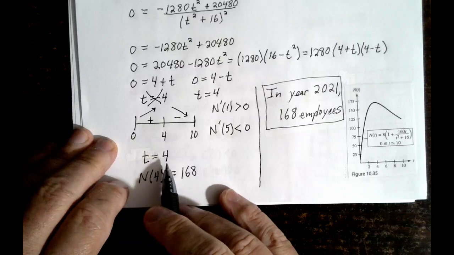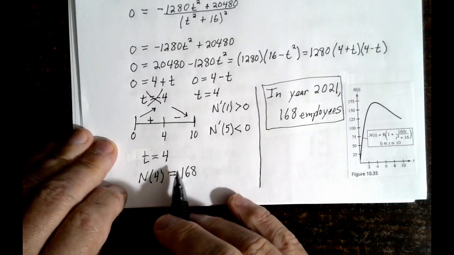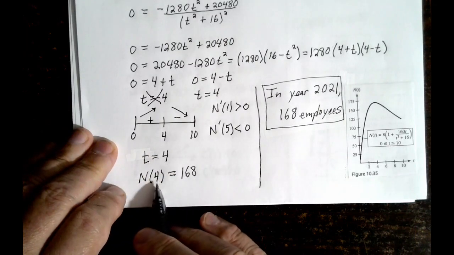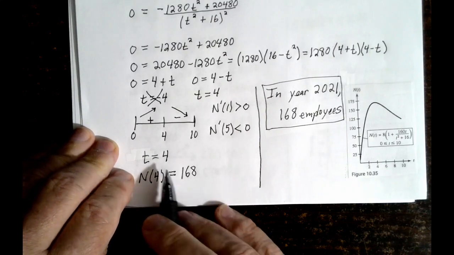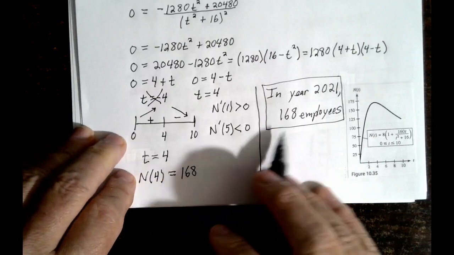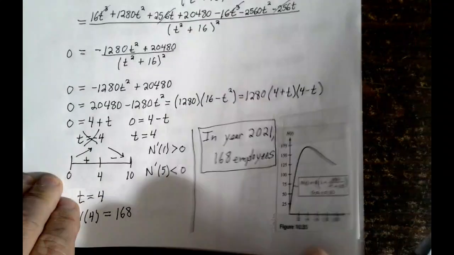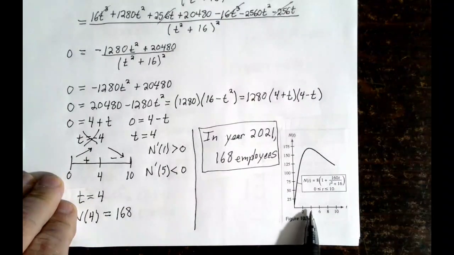4 years after 2017 is when you get a maximum number of employees, and when you plug 4 into the original function, you get 168 employees. 4 years after 2017 is the year 2021, and if you look at this graph, you can see that at 4 you do get a maximum there.